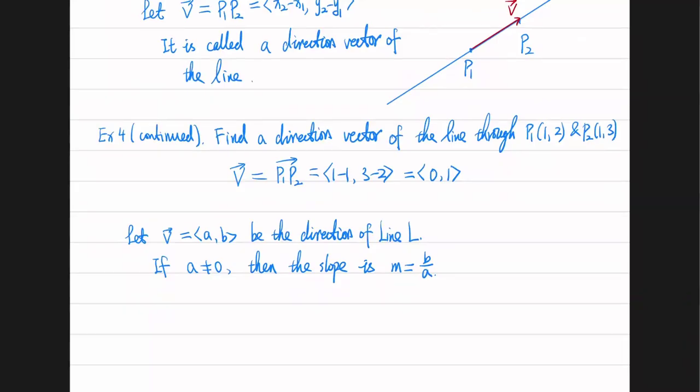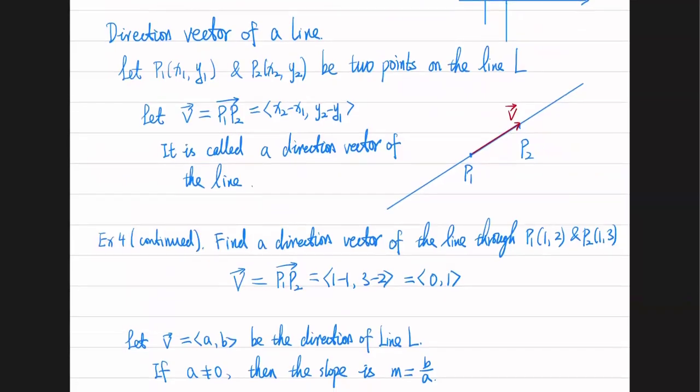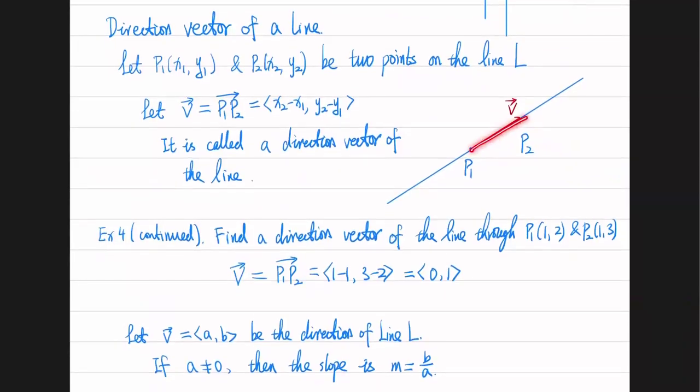Another one is, besides the direction of the line, we have a normal vector. So a normal vector is a vector that's perpendicular to the line.